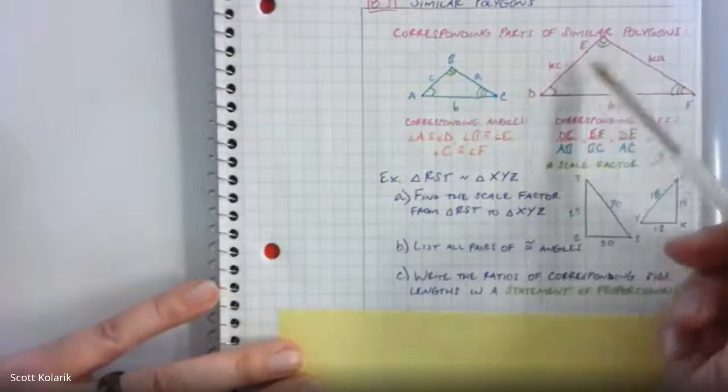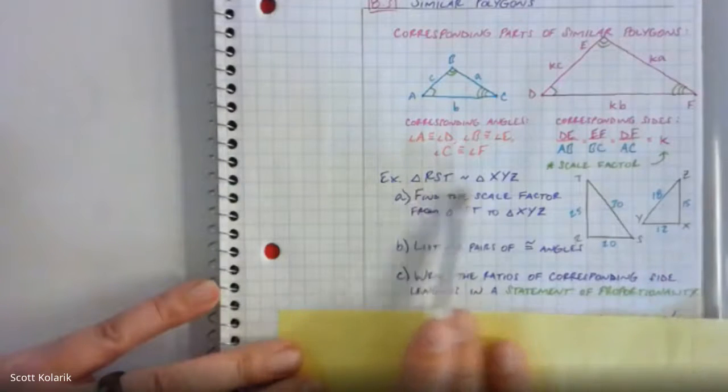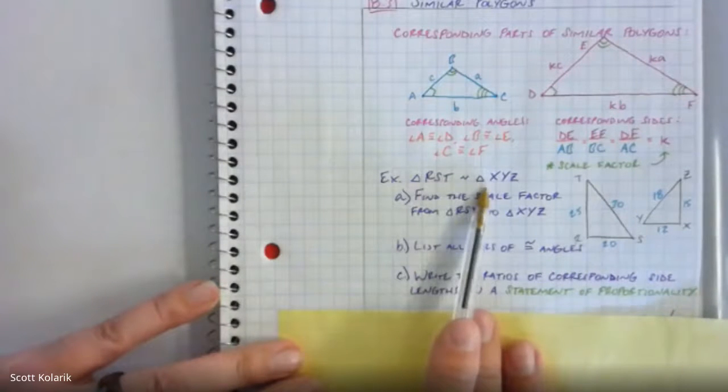This is obviously much shorter than this one, but that's where we have that scale factor, that constant multiplier that maps one onto the other. In any case, we're told right off the bat that I have two shapes that are similar to each other.